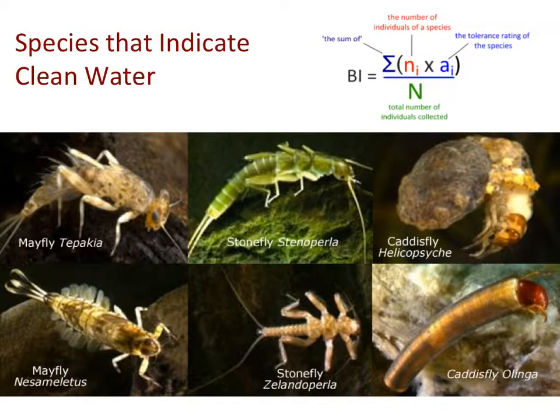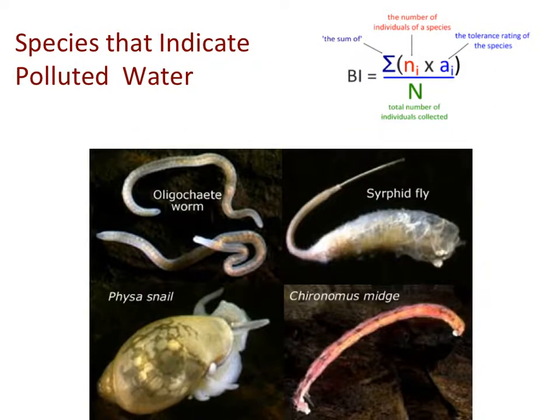The species seen in these photos are indicative of clean waters. These species have low tolerance for polluted waters. Indicator species are an indirect measure of water cleanliness. The species seen in these photos are indicative of polluted waters. These species have high tolerance for pollution. Indicator species are an indirect measure of water pollution.